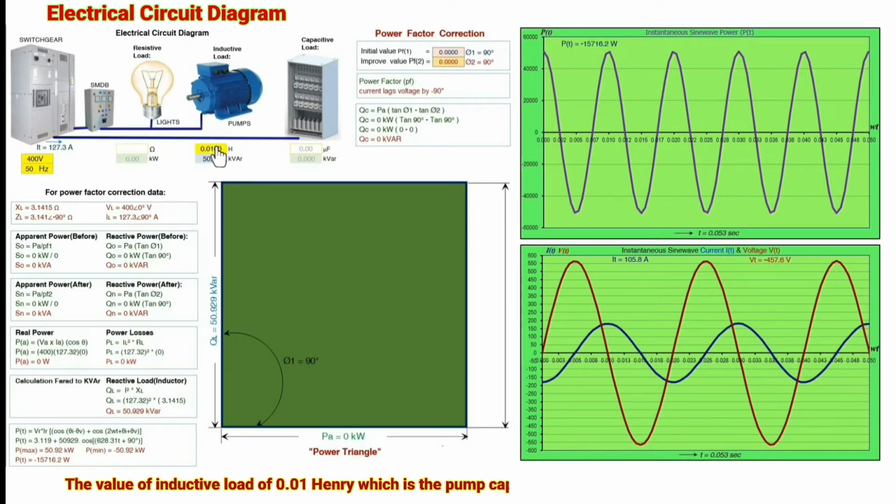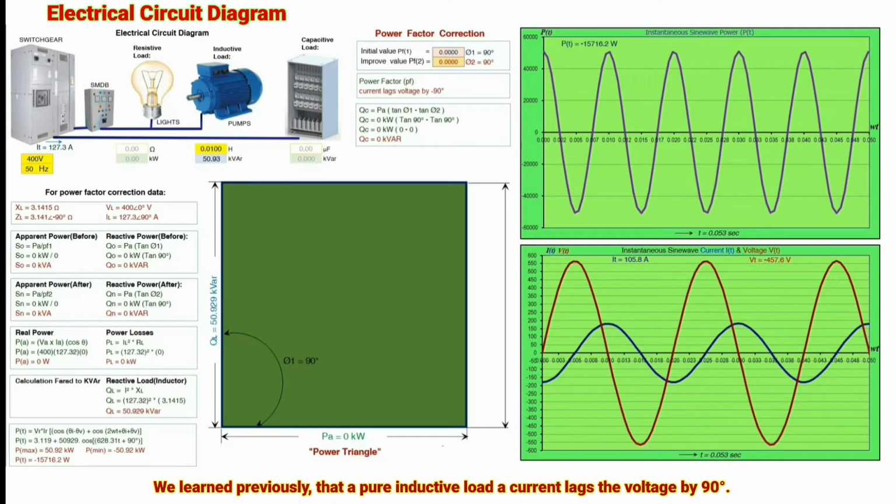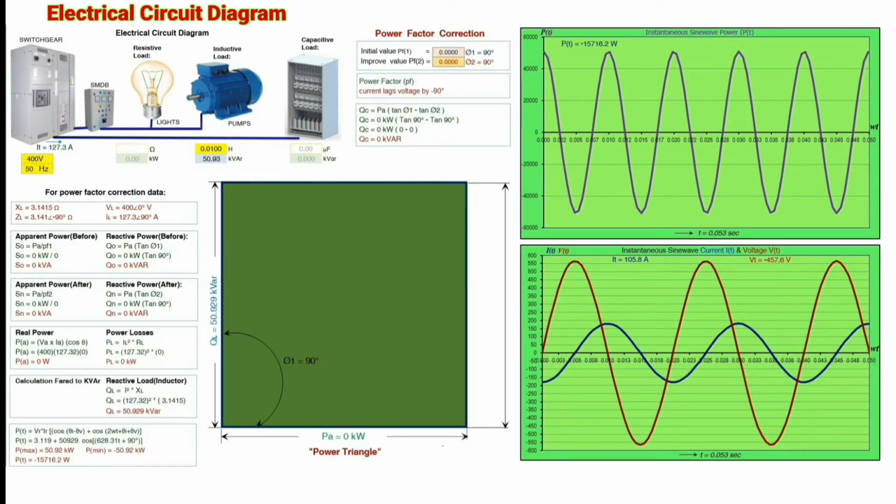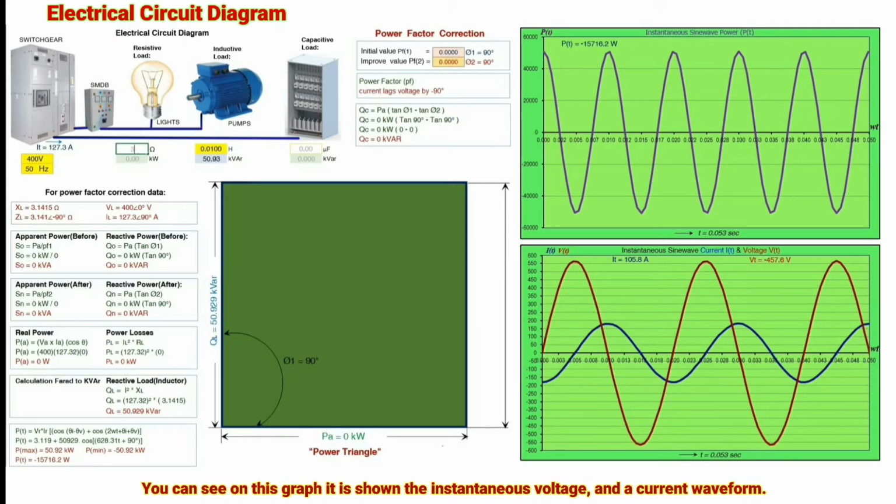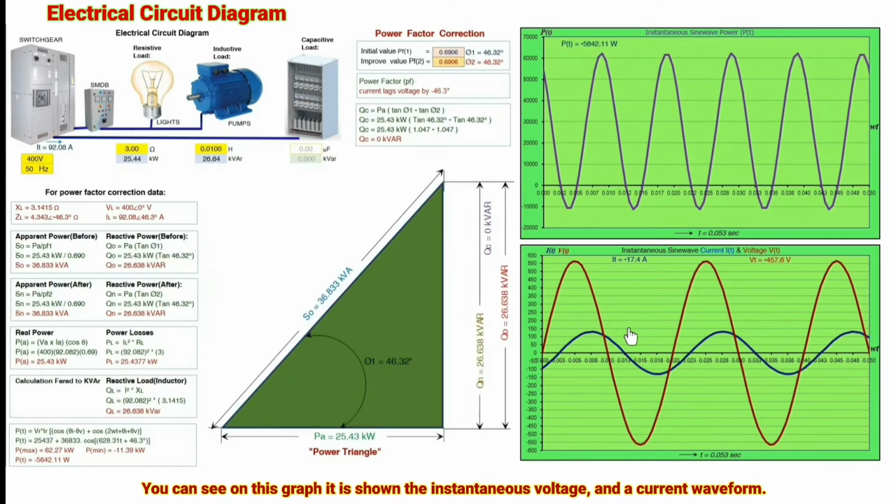The value of the inductive load is 0.01 Henry, which is the pump capacity, absorbing a reactive power of 50.93 kVAR. It can be defined from this equation: reactive power is equal to current squared times the inductive reactance. We learned previously that in a pure inductive load, the current lags the voltage by 90 degrees. You can see on this graph the instantaneous voltage and current waveforms.